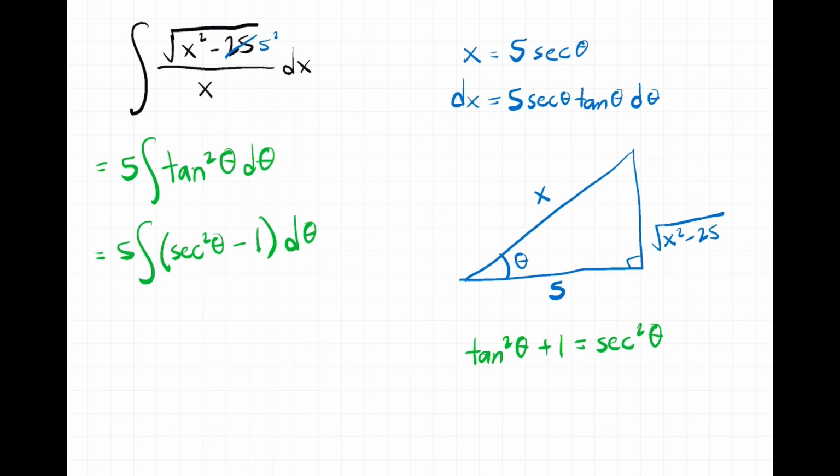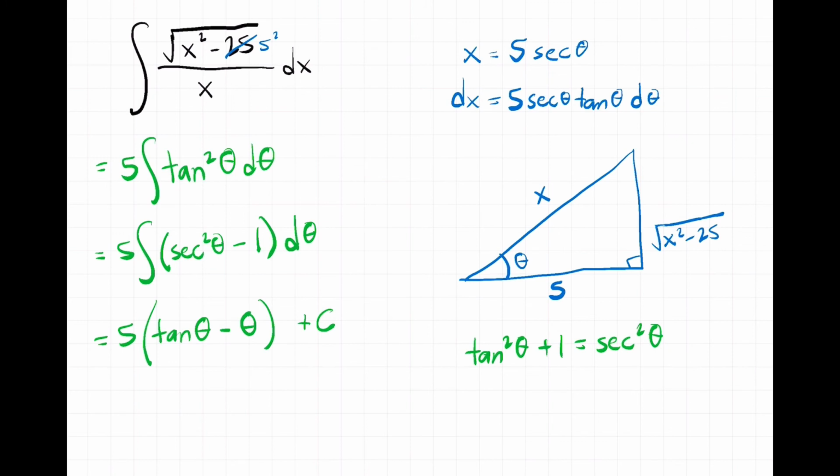Now we're ready to find the antiderivative here. This is pretty easy. We have 5 times the antiderivative of secant squared theta. That's just tangent theta. We already know that. Minus the antiderivative of 1, which is theta. Don't forget that our variable here is theta. The d theta here is telling us that the variable is theta. And so the antiderivative of 1 is theta and not x or u or any of those things. It's theta, and that matters. And of course, we have an indefinite integral again, so let's add our constant, our plus c.